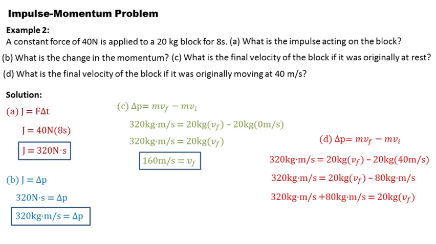So, meron tayong 320 kg meter per second plus 80 kg meter per second is equal to 20 kg velocity final. 320 plus 80 is 400 kg. Then, dividing 20 on both sides, we have 20 meter per second as final velocity if the block was originally moving at 40 meter per second.